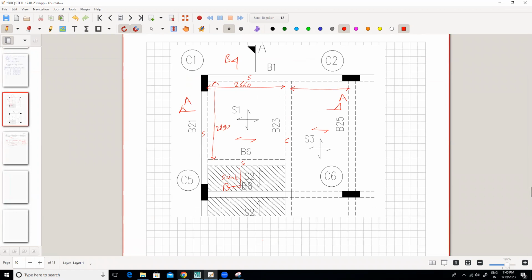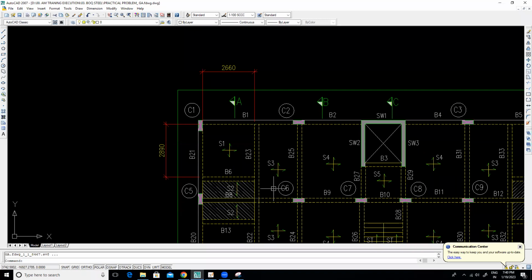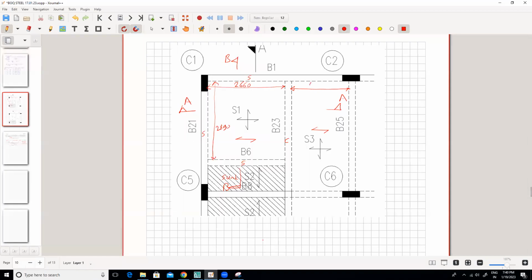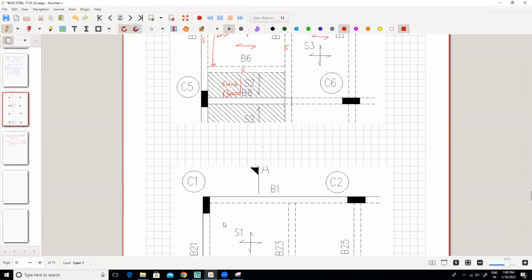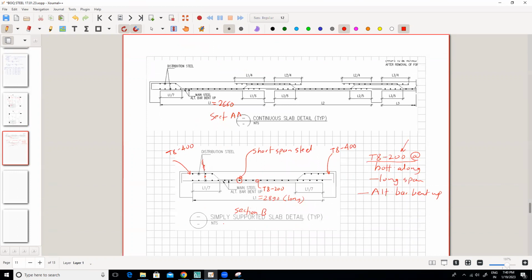Of the other slab S3. Let's measure this. 1975. 1975. Width of the beam is 230. Now 1975. So it is 1975. Okay.